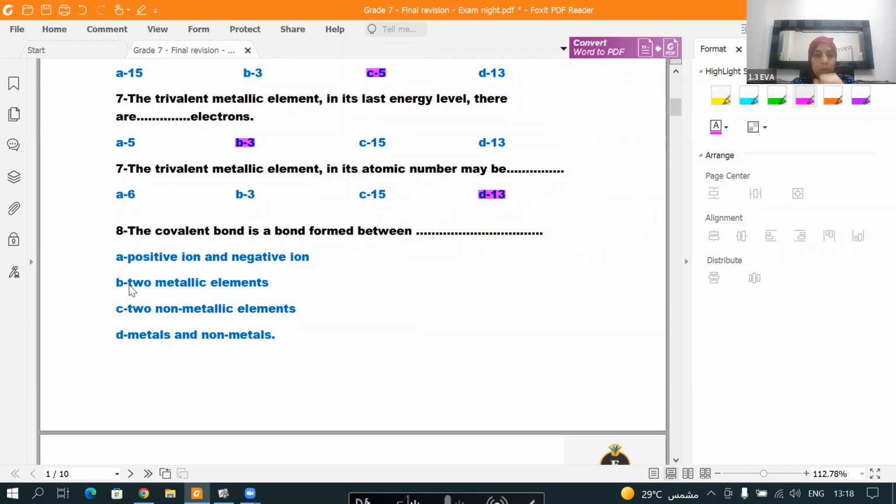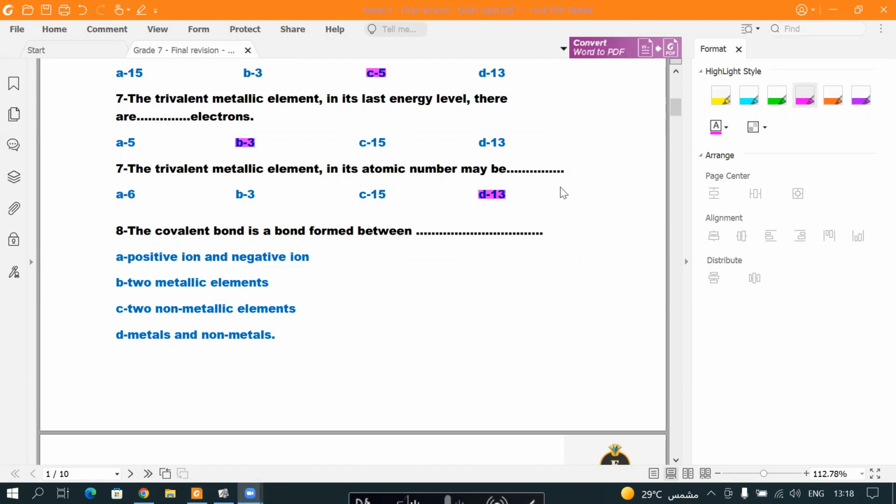Number 8. The covalent bond is the bond formed between positive ion and negative ion, two metallic atoms. Positive ion and negative ion. Covalent bond, positive and negative. So what about ionic if the covalent is positive and negative?